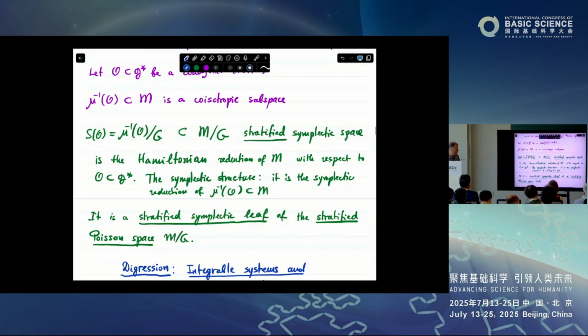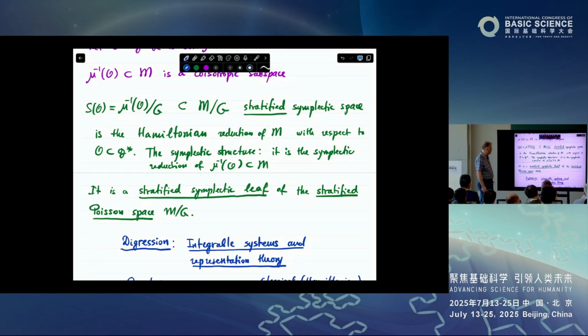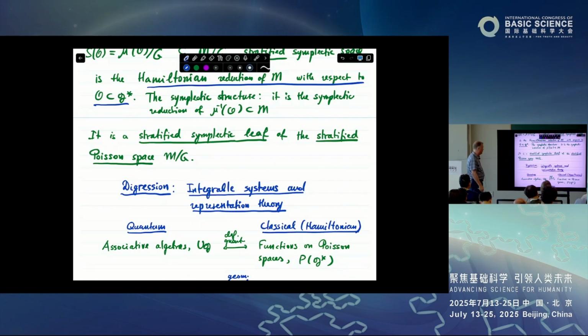Typically this is a stratified symplectic leaf. It's called the Hamiltonian reduction of M via the orbit O. It's a symplectic space, and the reason why it's symplectic is that in this case, the quotienting by G coincides with taking the symplectic reduction of this coisotropic subspace in M. And so what the Hamiltonian reduction does is it gives us a symplectic stratified space, which is a symplectic stratified leaf in the stratified Poisson space M mod G.